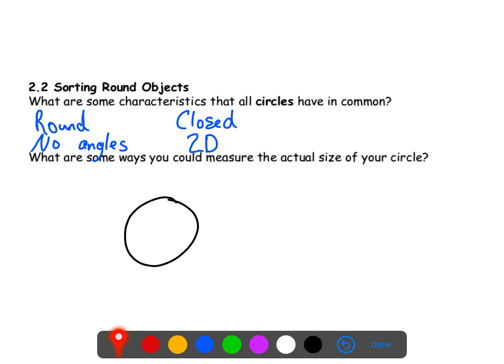All circles are going to have a center point. So we could measure through that center point from one edge to the other, and that would give us the diameter. Or we could just go from the center point to the outside edge, which is called the radius. One more thing that we could measure with a circle, being that it's two-dimensional, is we could find the area of this circle, which we'll talk more about later on.